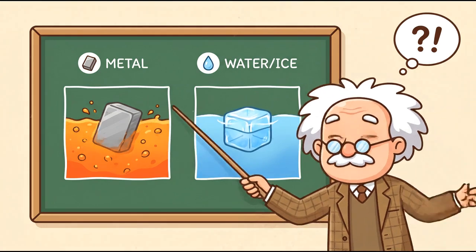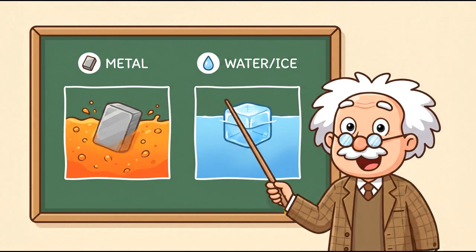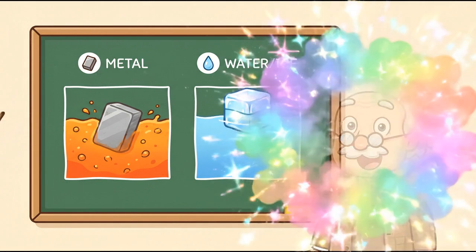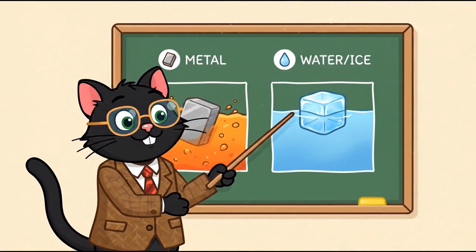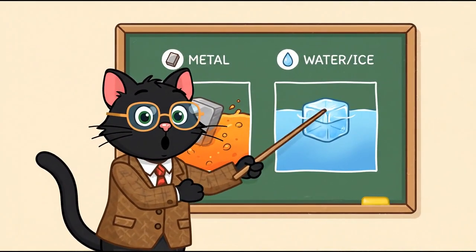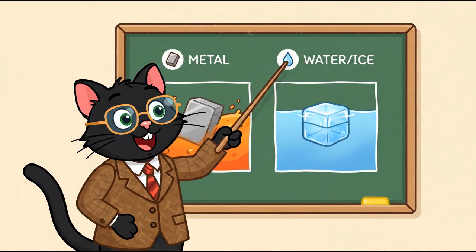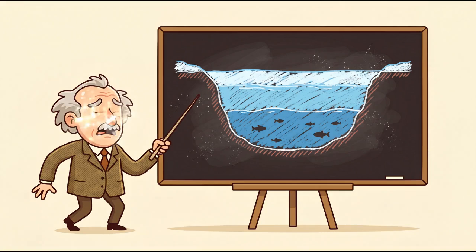Almost every other substance on Earth does the opposite. When metals freeze, when most liquids solidify, the solid sinks. The molecules pack tighter in solid form, making it denser. Water is the exception. It expands when it freezes. That's why pipes burst in winter. That's why glaciers crack. And that's why ice floats, because it's actually less dense than the water it came from.